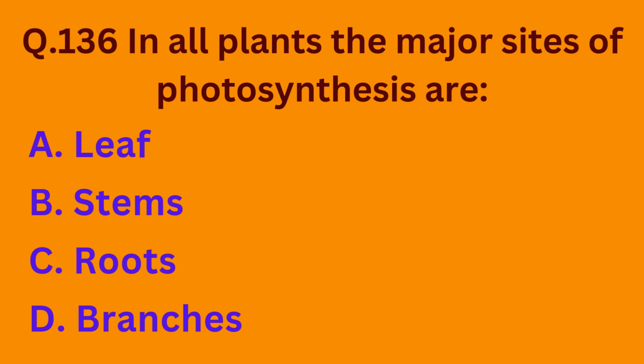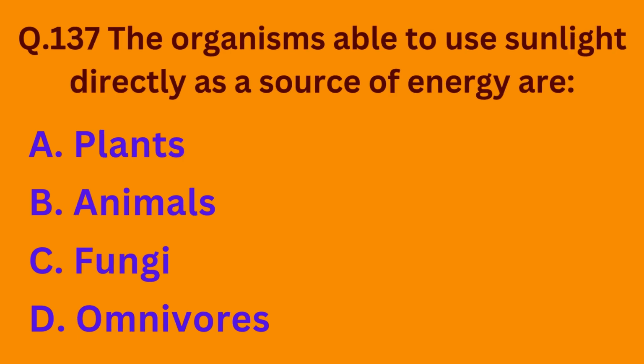Question number 136. In all plants, the major sites of photosynthesis are option A, leaf. Option B, stems. Option C, roots. Option D, branches. The correct option is option A, leaf. Our next question is the organisms able to use sunlight directly as a source of energy are option A, plants. Option B, animals. Option C, fungi. Option D, omnivores. The correct option is option A, plants.